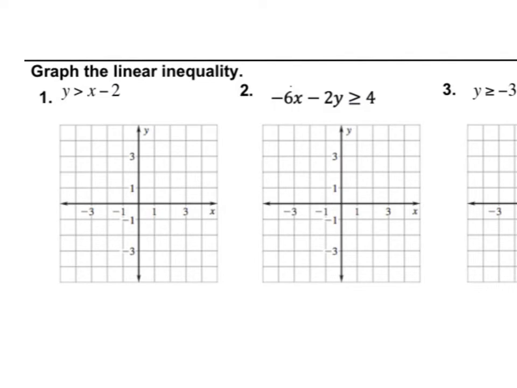Remember, step number 1 is to solve for y. Well, in this number 1, it's already been solved for y. So let's go to step number 2. Step number 2 is to graph the inequality. So let's start. I have a y-intercept of negative 2, and I have a slope of 1, so it's going to be up 1 over 1, up 1 over 1. Our third step is to determine whether it's going to be a solid line or a dashed line. Because this is greater than, I'm going to then have a dashed line.